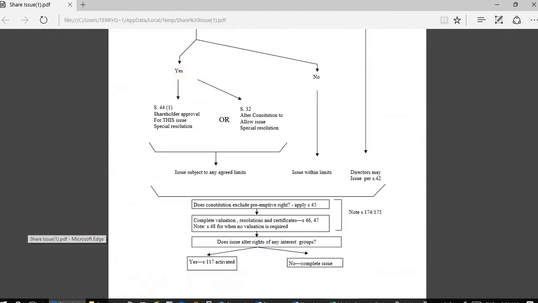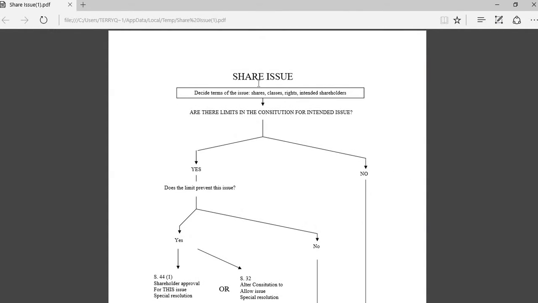Now, if we go through to the diagram, you can see that under share issue, we need to decide who we're issuing the shares to. Are we going to give them different classes, rights? Are we going to do things to protect existing shareholders? For example, if they're going to be a minority shareholder after the new share issue, should we give them rights to appoint directors so that they can't be forced off the board of directors? So first thing we do is say, are there limits in the Constitution?